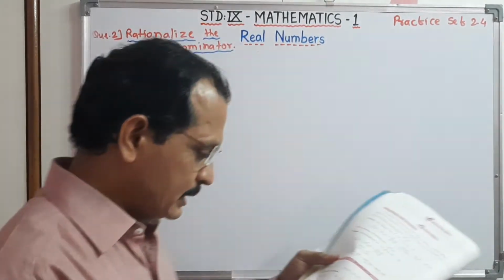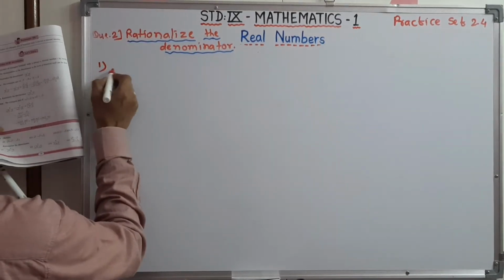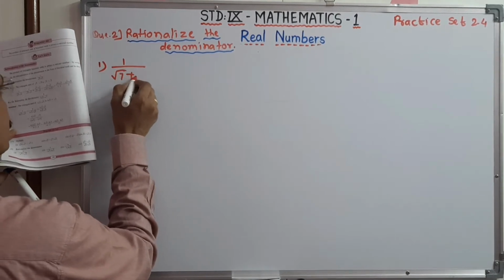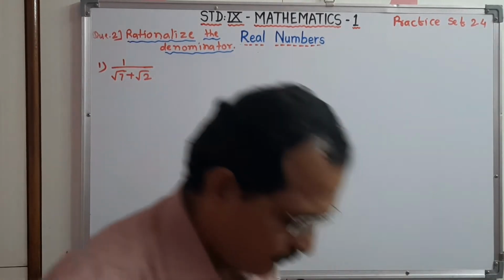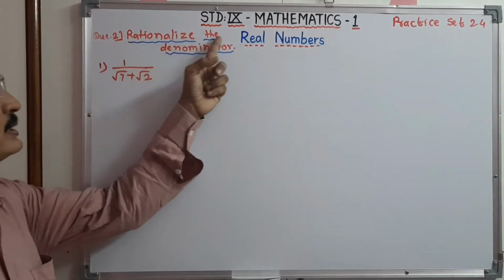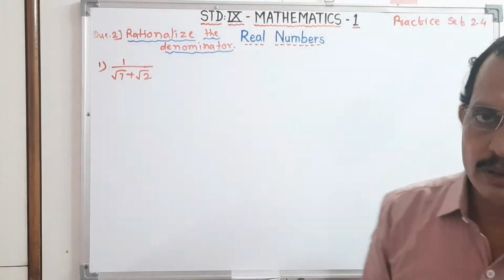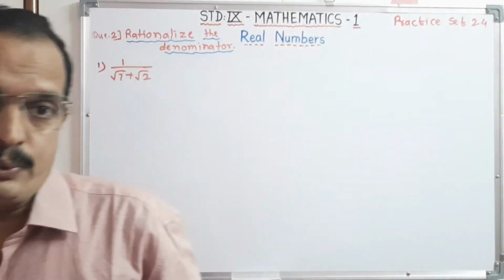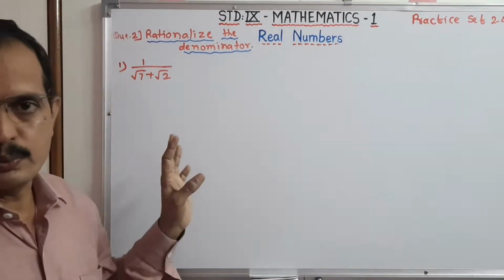For that purpose, see the first question is given. It is 1 upon root 7 plus root 2. Now see, this sum is given and we have to do the rationalization of the denominator. In exam, 2 or 3 marks question is based upon this. Therefore, do the practice of this. Just we have to do the practice of multiplication. Now see here, 1 upon root 7 plus root 2.